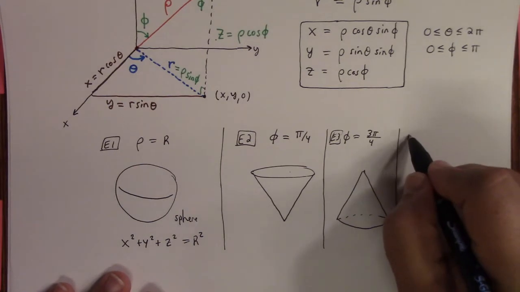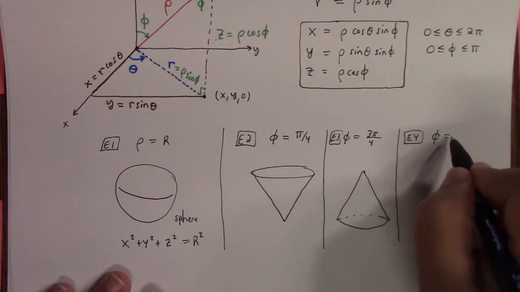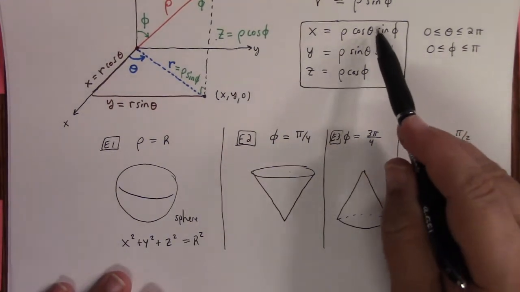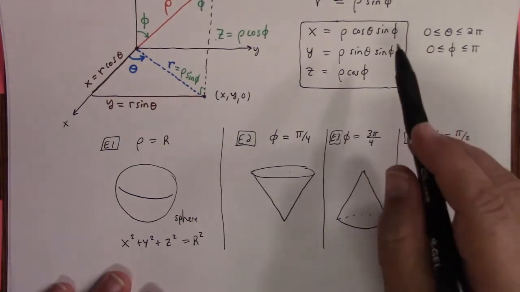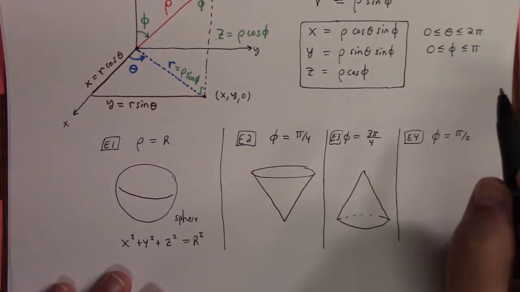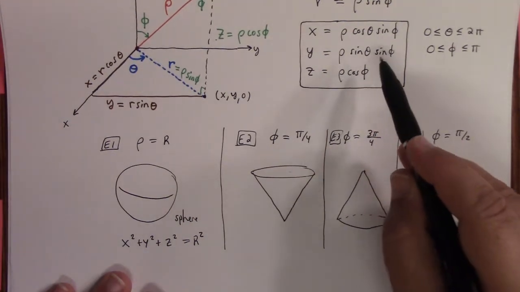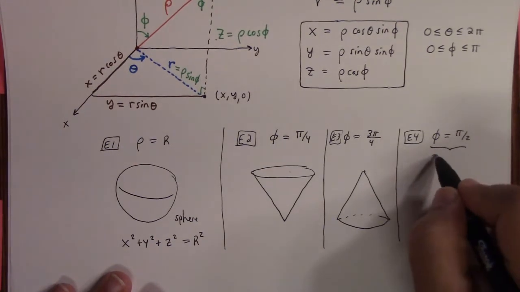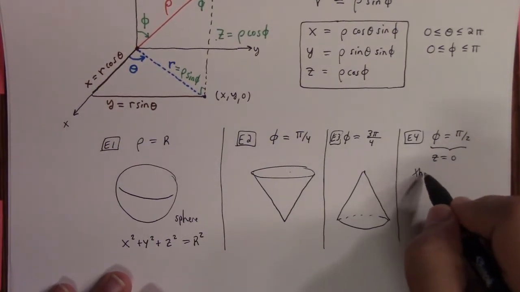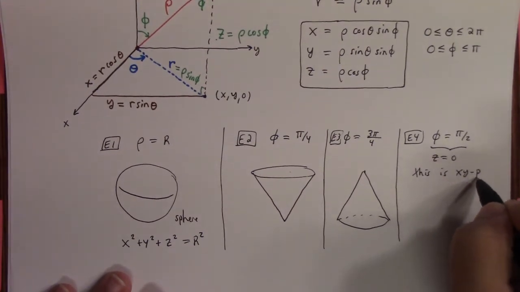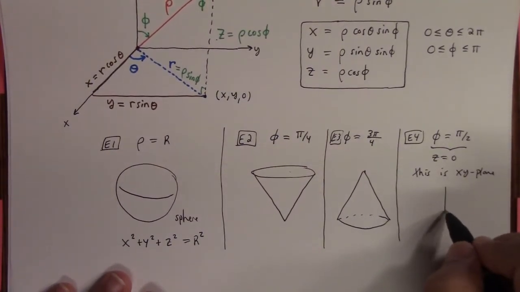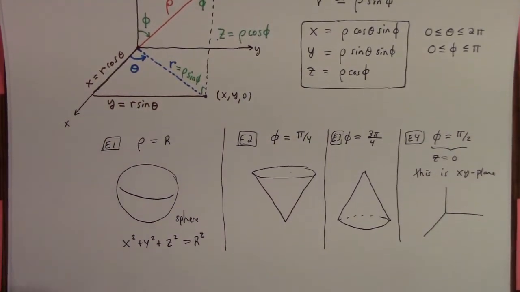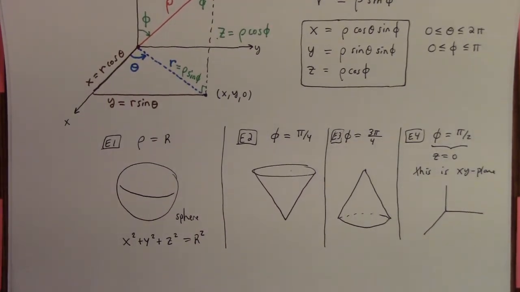If I had phi equal to pi over 2, you can plug that into here. What does that give you? It gives you x equals basically r cosine theta, y equals r sine theta, and z equals, what happens when you put pi over 2 into that? You get 0. So this gives us z equals 0. In other words, this is the xy plane. So in between cones which open up and cones which open down, the cone kind of degenerates to a plane in that in-between case.